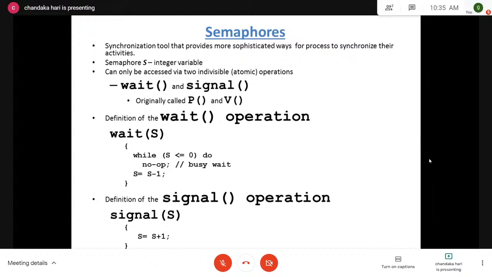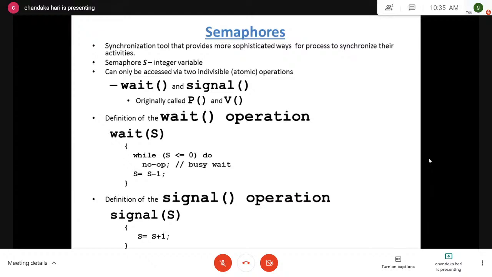It is a small variable. You may call it S. It is an integer variable. Apart from initialization, it is accessed by using only two instructions, wait and signal. Generally, wait is represented with P and signal is represented with V. We will see a detailed discussion about the wait function and the signal function.